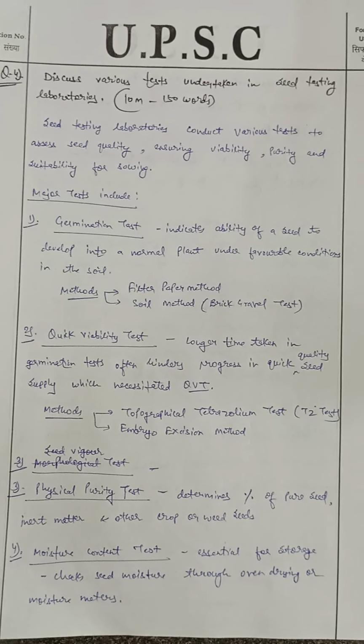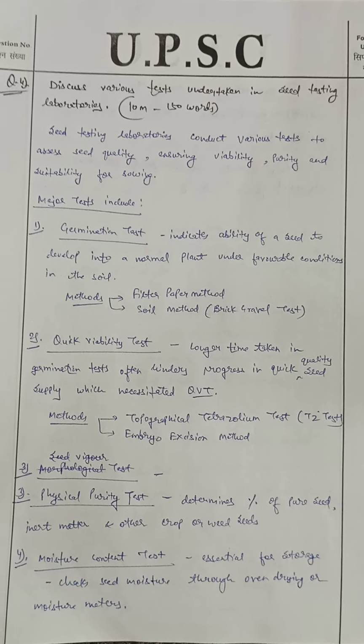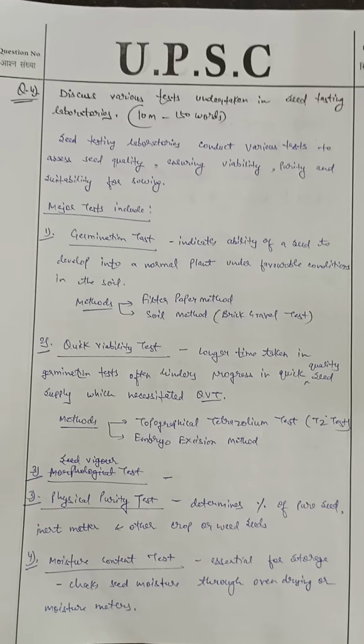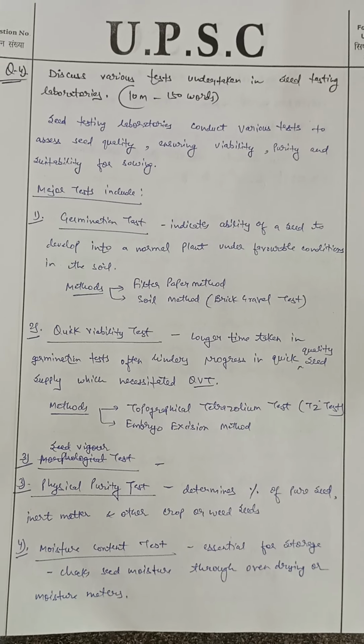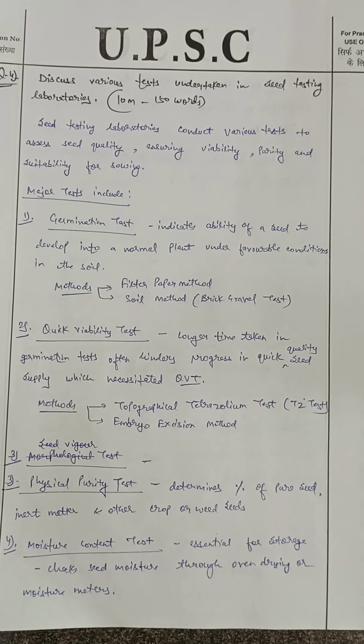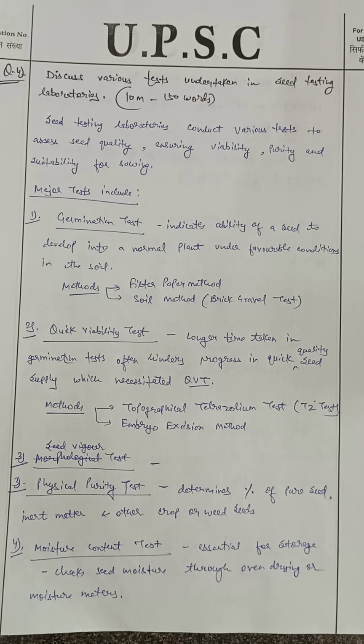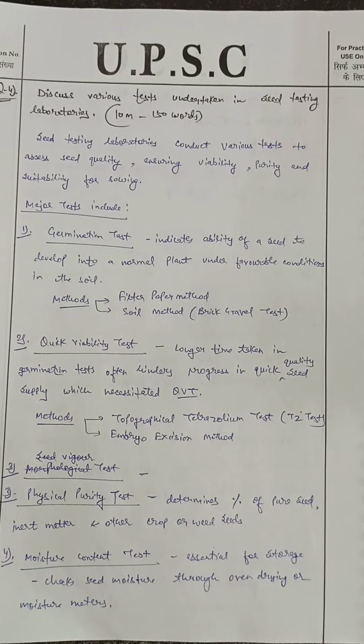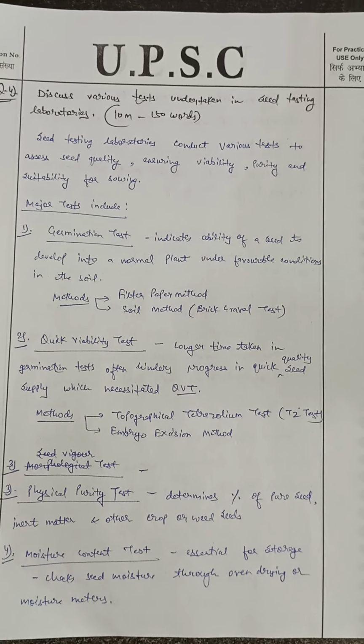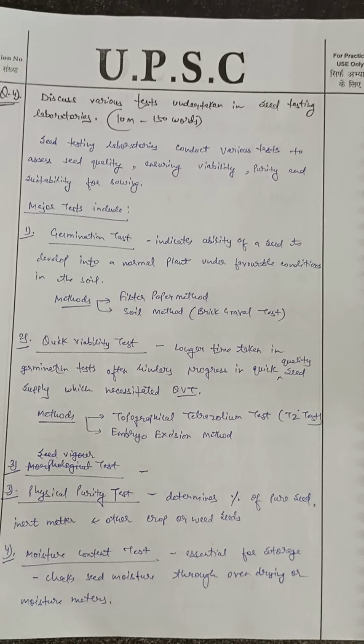Hello everyone, this is UPSC 2024 Agriculture Optional Paper 2 question. So the question is, discuss various tests undertaken in seed testing laboratories. This is a 10 marks question and we have to attempt it in 150 words. While writing your mains answer, you have to strictly adhere to the word limits prescribed by the UPSC.